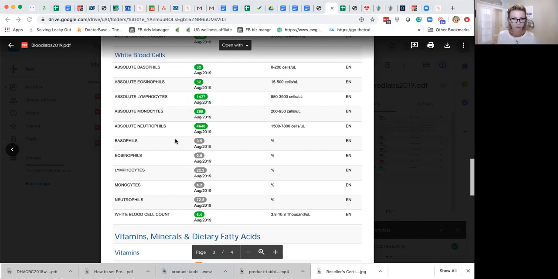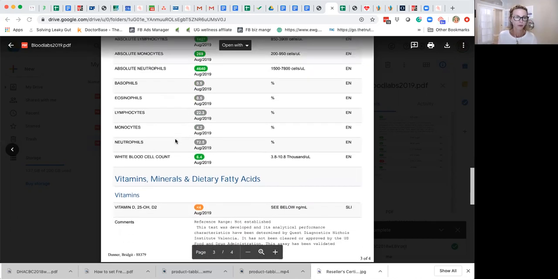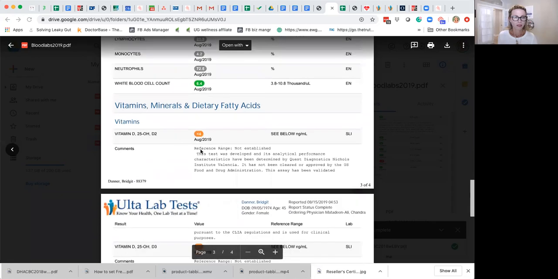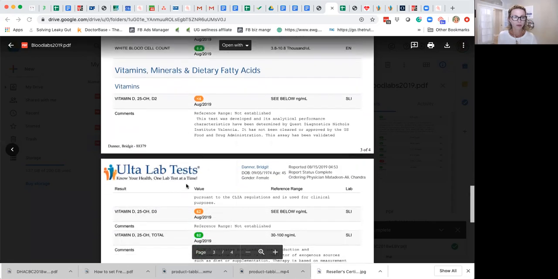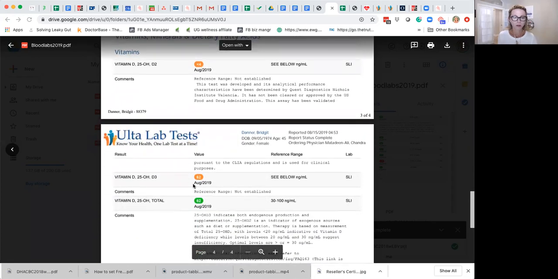I'll show you my old results where it wasn't so fine. My vitamin D, just ignore that one because that's D2. My vitamin D3 was okay. We like it to be at least 60 up to 100. So to me, this level of vitamin D is okay, but I should still maintain it with 5,000 IU vitamin D in the winter months and in the summer months if you don't go outside.